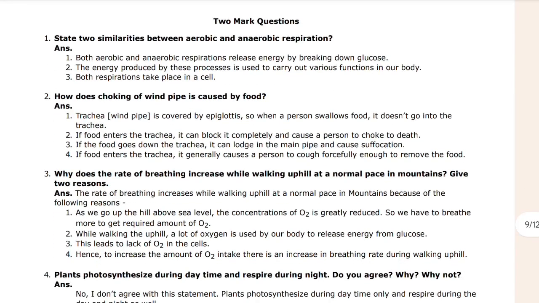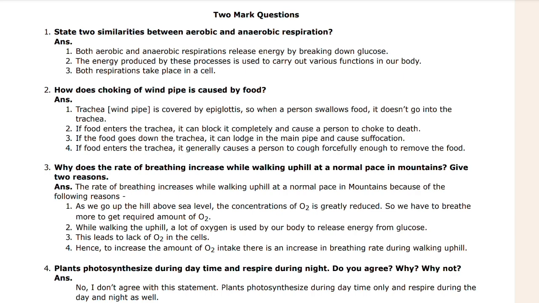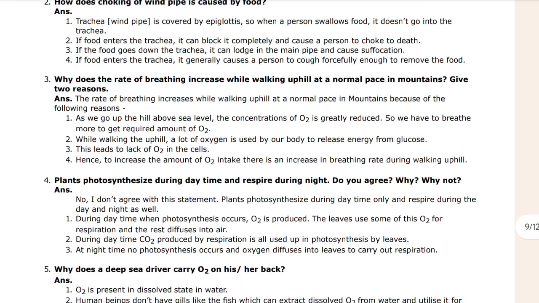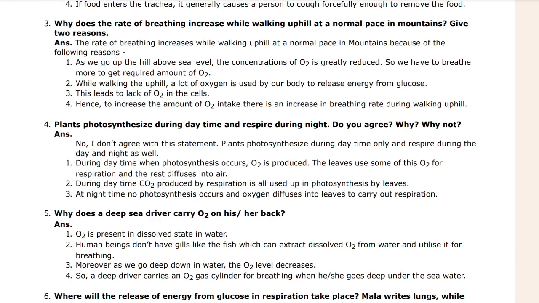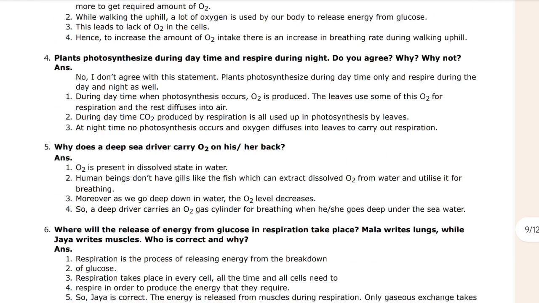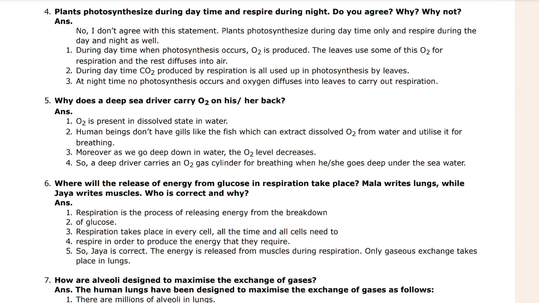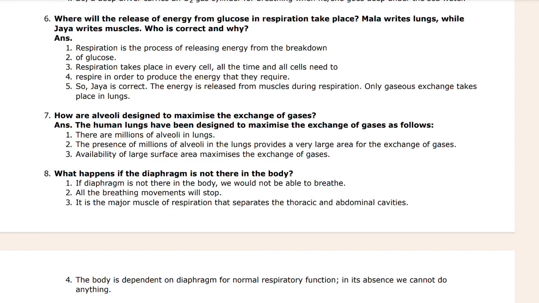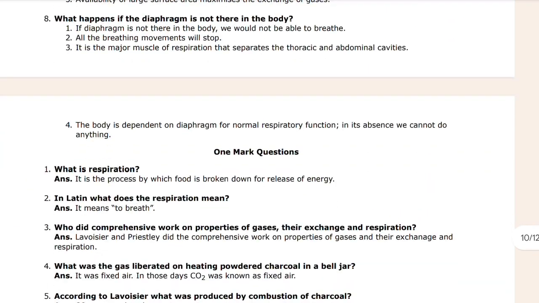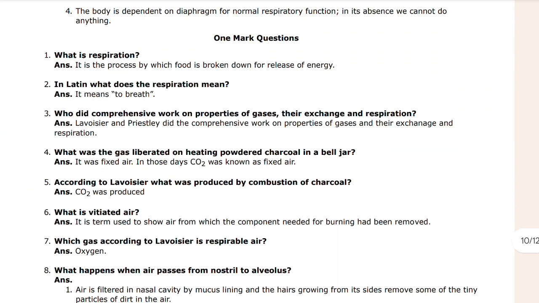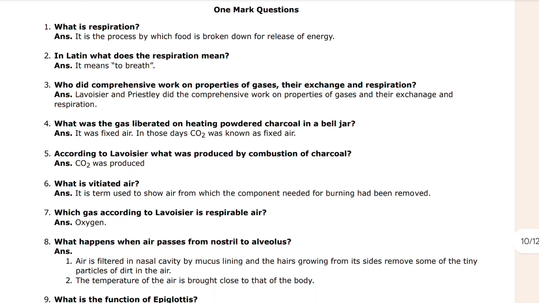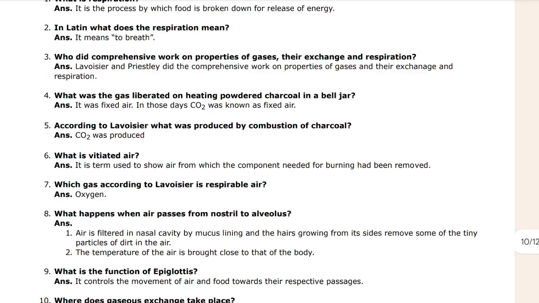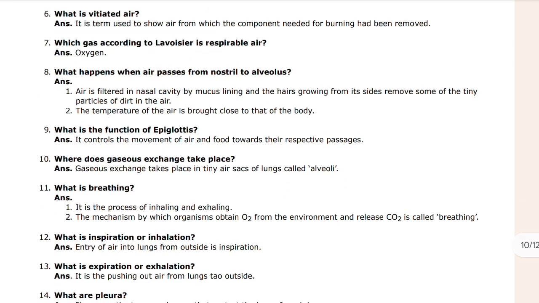Alright, so then come to the 2 mark questions. The 2 mark questions are not that interesting, but they are good. Alright. Okay, is it clear for you?